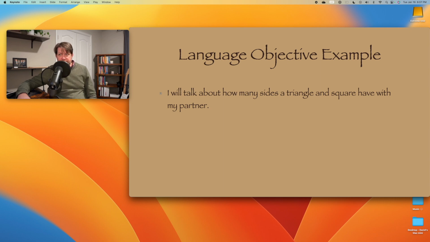So here is an example. This is based off of a math standard, a simple geometry standard of how many sides go with geometric shapes. Okay, so the language objective might be, I will talk about how many sides a triangle and square have with my partner. You don't have to make this very, very complicated. You can make this simple, okay? And making it simple is probably making it better. This obviously goes with the speaking domain, right?